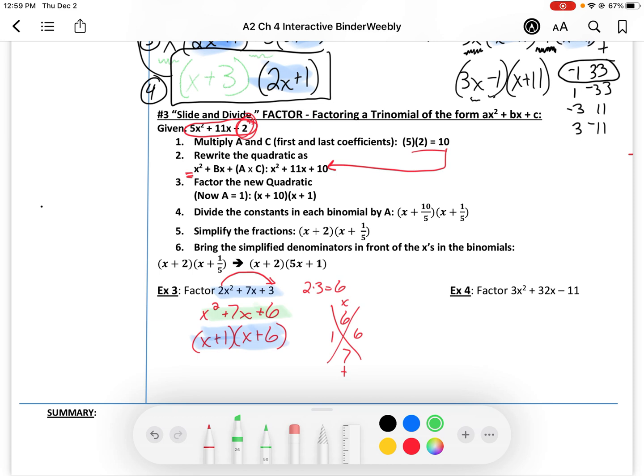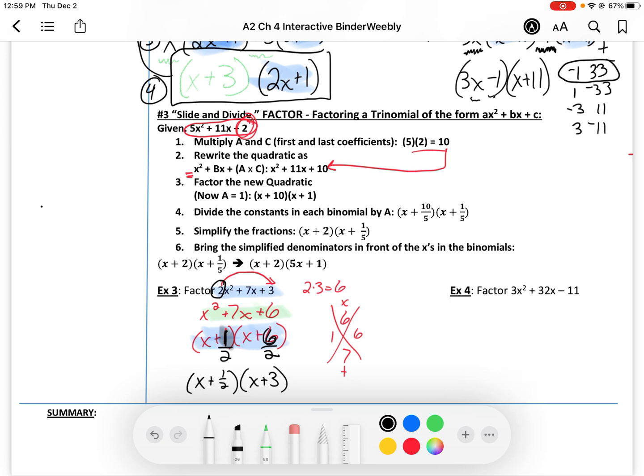So now we divide the constants in each binomial. The constant is the number 1 and the number 6. That's a highlighter. The number 1 and the number 6 by our a value. And our a value here was 2. So I'm going to divide it by 2, divide it by 2. Now we just created fractions. You got to simplify the fraction, if possible. Now, this first one you can't simplify. But the second one, 6 divided by 2 is just 3.